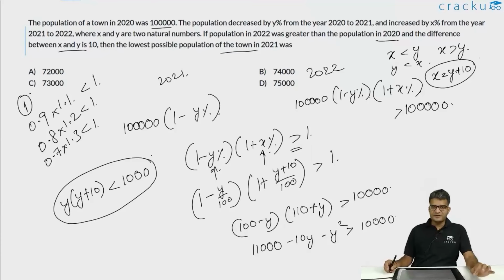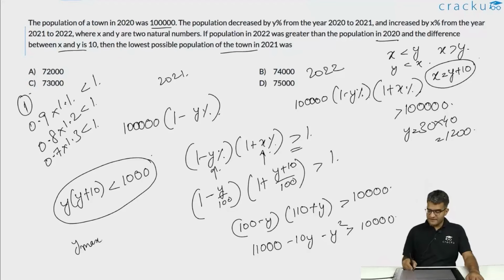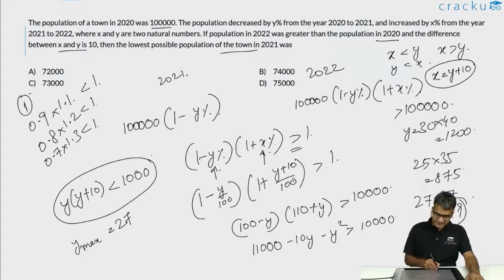So the maximum value that y can take, you can calculate it using trial and error. If y is 30, that will be 30 into 40, which is 1200. This is greater than 1000. If y is 25, 25 into 35 is equal to 875, which is less than 1000. You can use trial and error and you can figure out that 27 into 37 is equal to 999. So the maximum value that y can take is 27.